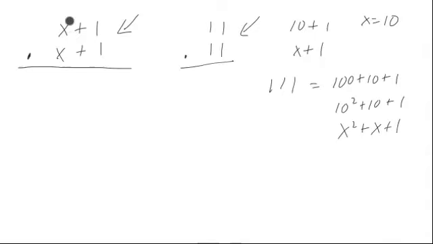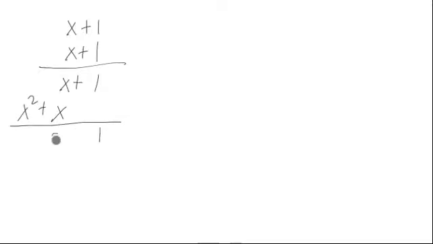So let's look at this and just think x plus 1 times x plus 1 using this algorithm. 1 times 1 is 1, 1 times x is x. Then we move over here. x times 1 is x, and x times x is x squared. Then we add: 1, 2x, x squared.